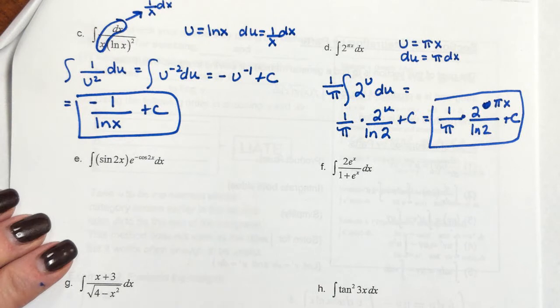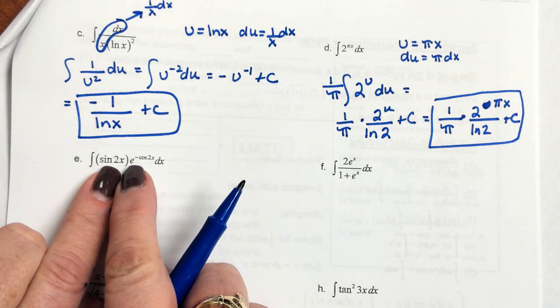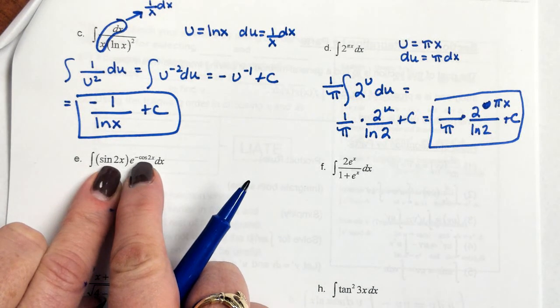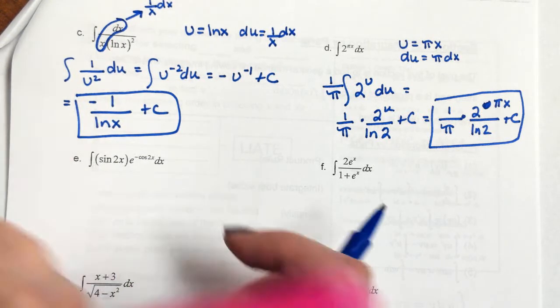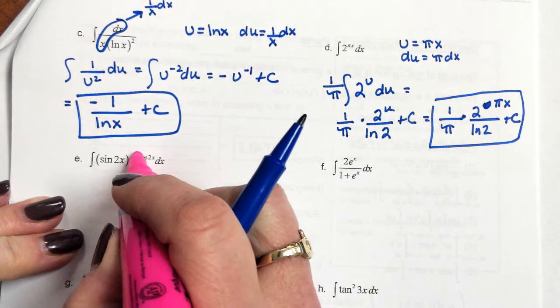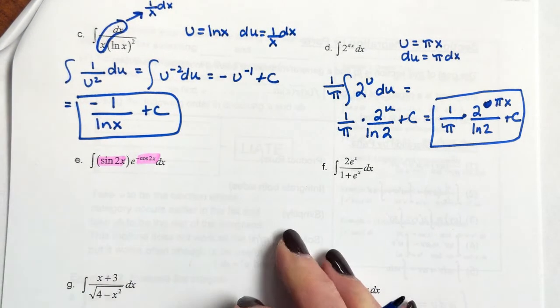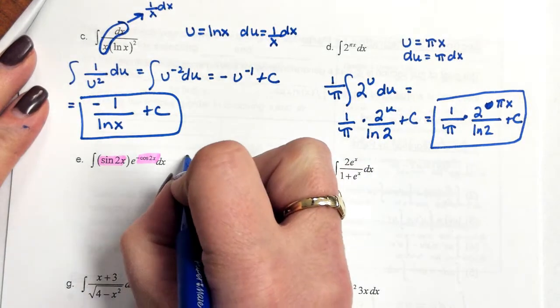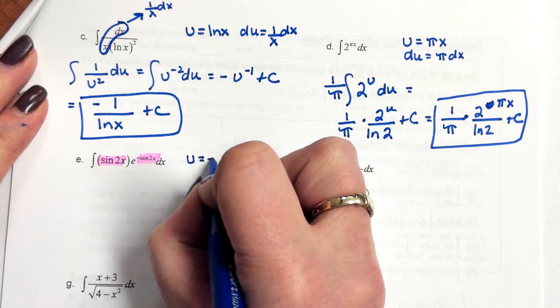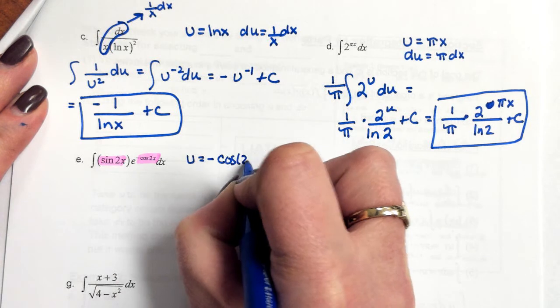So now looking right here, we have sine of 2x times e raised to the negative cosine of 2x. Right away, we know we've got a cosine in the exponent, and then we have it multiplied by a sine of 2x times our e. So what you need to do is a u sub on that exponent. So u is going to be equal to negative cosine of 2x.